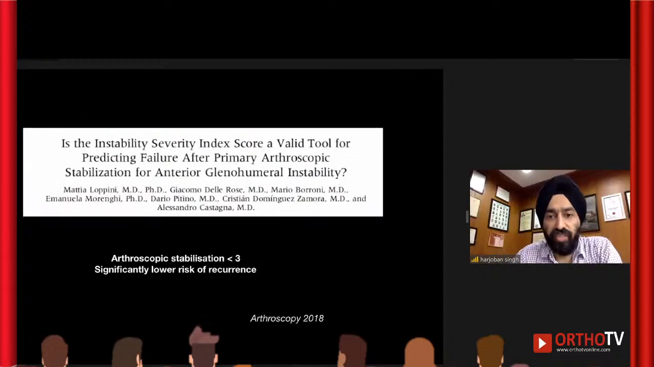So this is a validation of the instability index severity score, in which the patients who had a score of less than 3 had a significantly lower risk of recurrence.